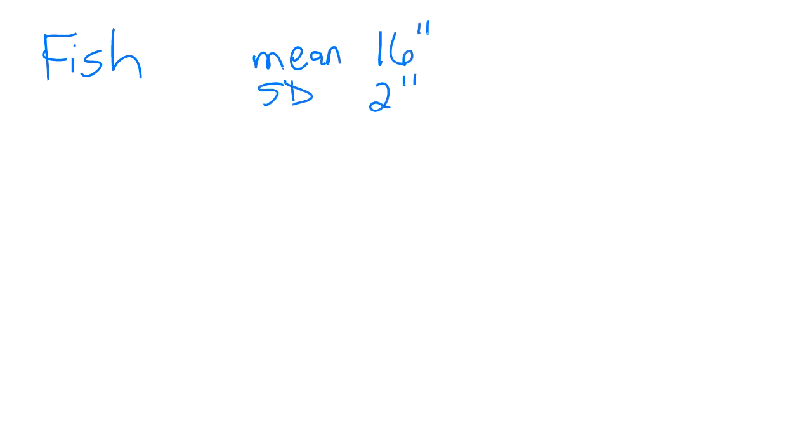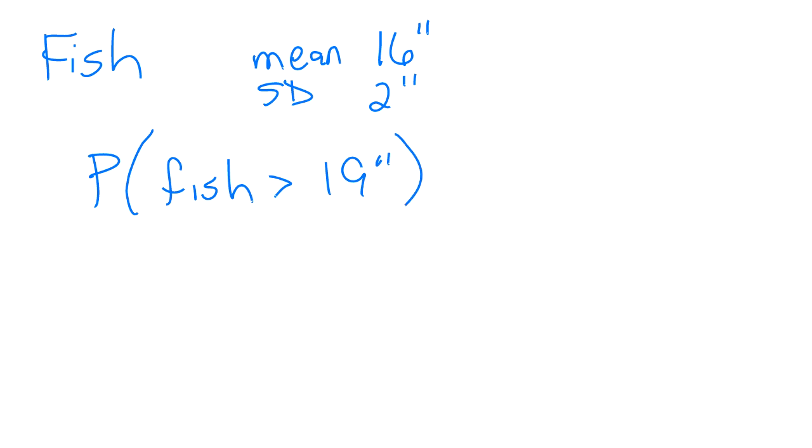So let's say we have, I don't know, maybe let's go fishing, and our mean fish length is 16 inches, and the standard deviation is 2 inches. So let's just do a couple problems like this. The probability that the fish is greater than 19 inches. While I give you a chance to work this out, if you could get to your computers and if you have a calculator. If not, I'll do it.